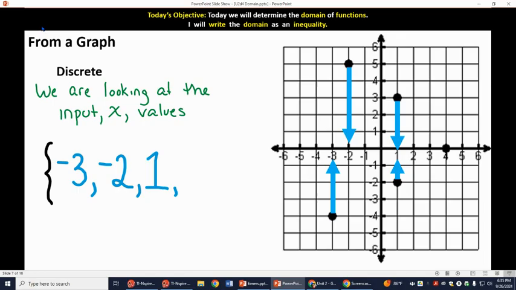I don't have to write the 1 again. And then I have one on the x-axis. I also have +4. Those are all of my points. Those are the x values for all of the points. I end up closing my bracket, and that is the domain for this discrete graph.